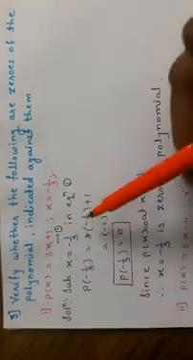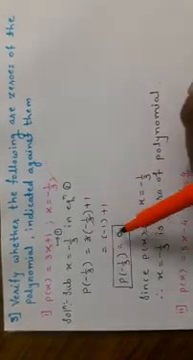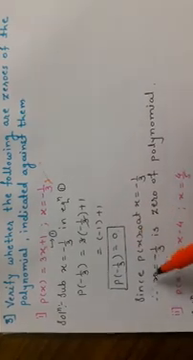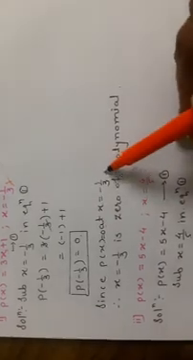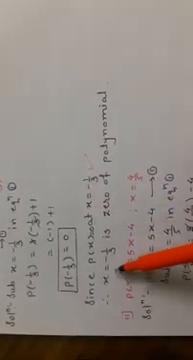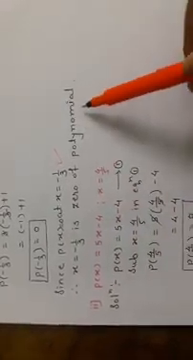What is the x value? Minus 1 by 3, plus 1. The 3 is going to cancel. We get minus 1 plus 1 equals 0. Since p of x is equal to 0 at the point x equals minus 1 by 3, we will say x equals minus 1 by 3 is a zero of the polynomial.